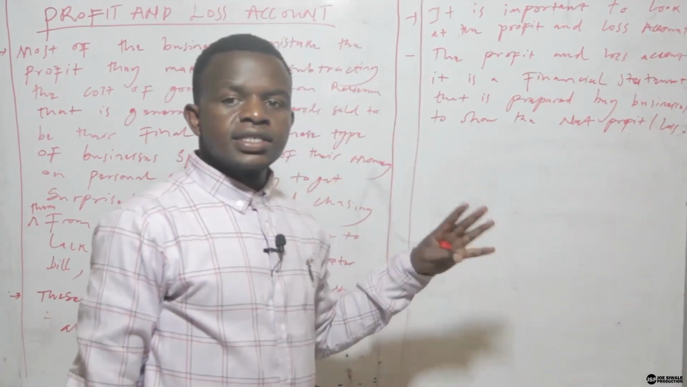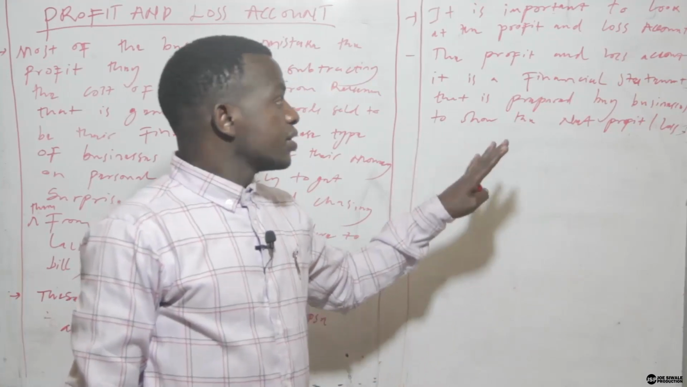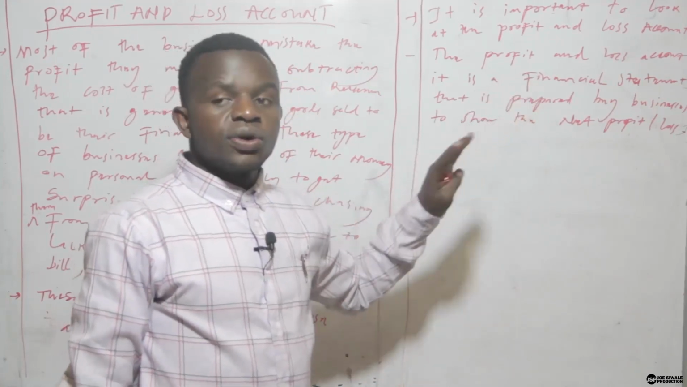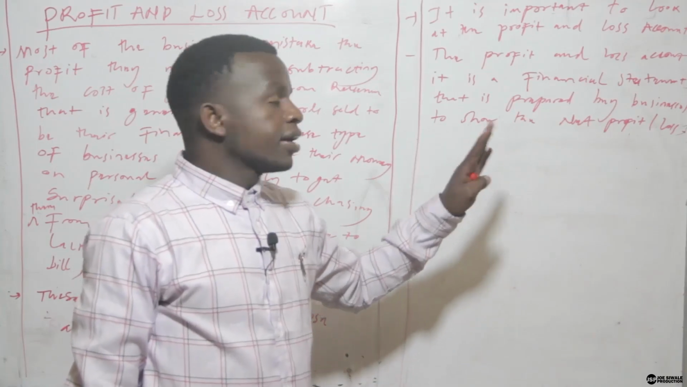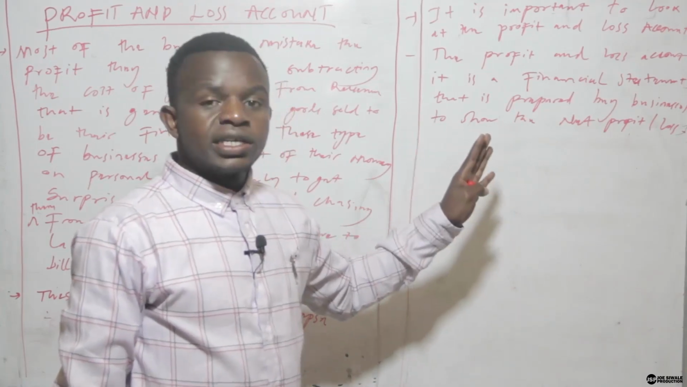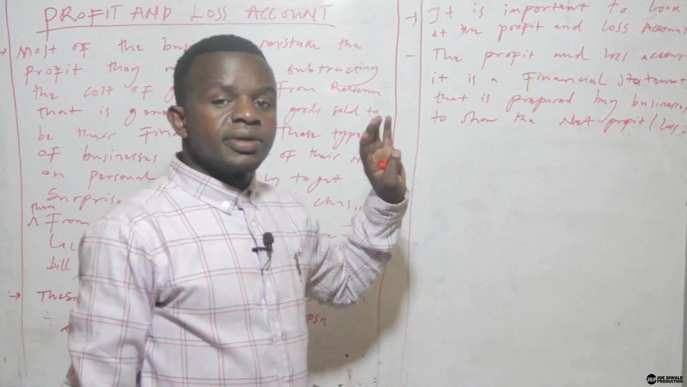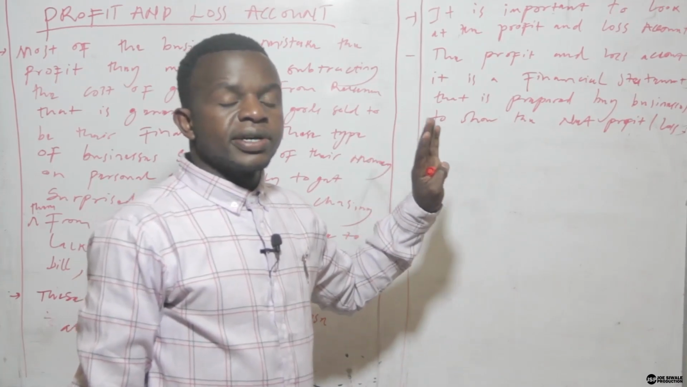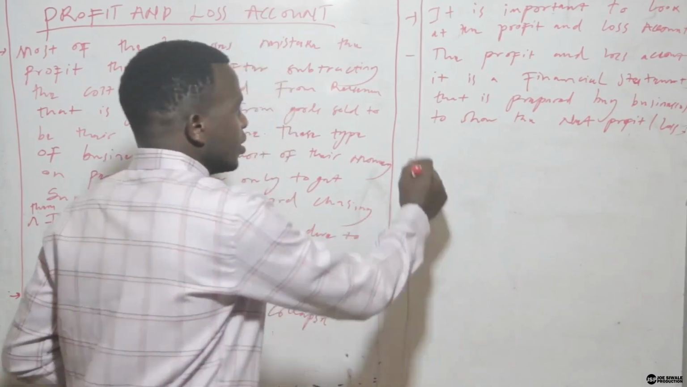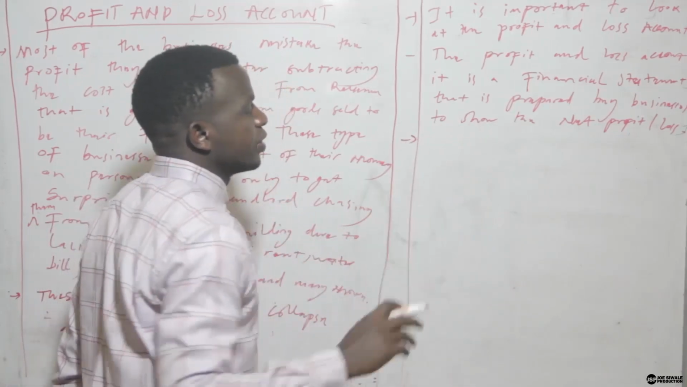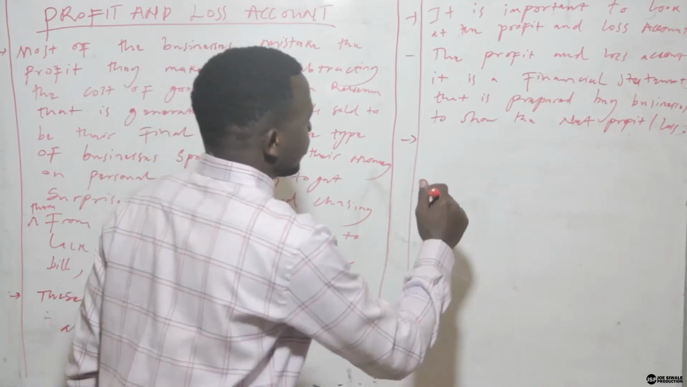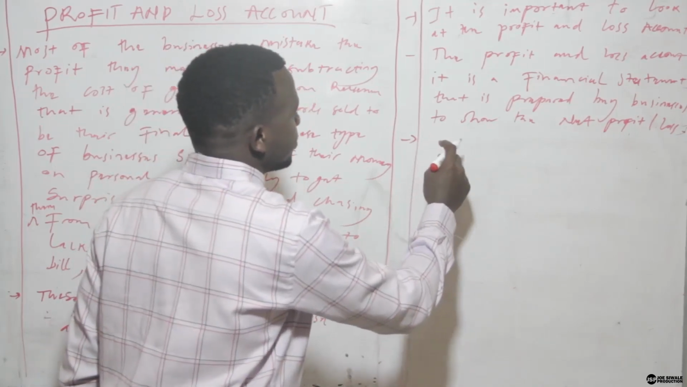And we can say that the profit and loss account is only prepared when the gross profit has been recorded or calculated, and we can say that the profit and loss account is the second part of the income statement. So here we only prepare the profit and loss when the gross profit or loss has been prepared.